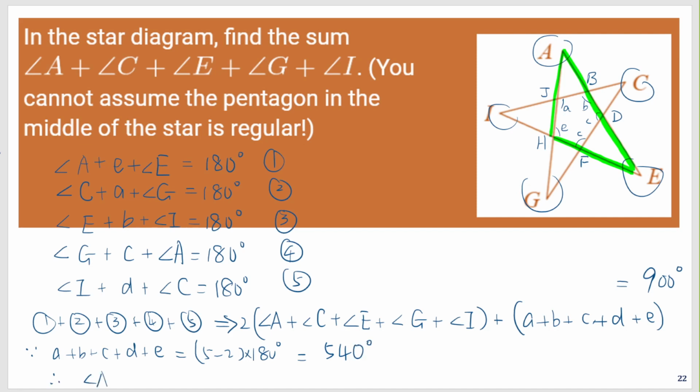Therefore, we know angle A plus angle C plus angle E plus angle G plus angle I, which is our desired sum, equals 900 degrees minus 540 degrees over 2, and this gives us 180 degrees, right? Did you get it? So as long as you have a star, the sum of these 5 angles equals 180 degrees. Any questions?